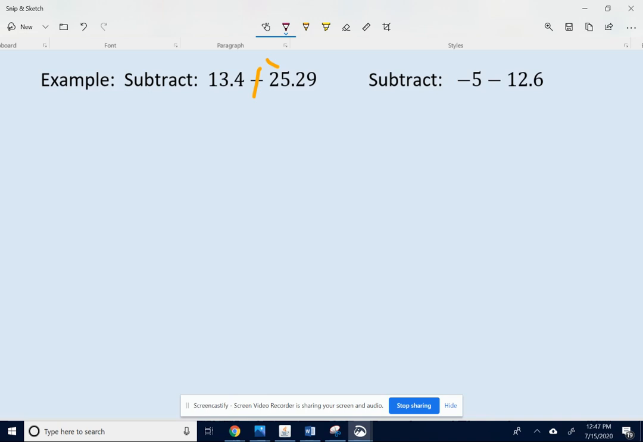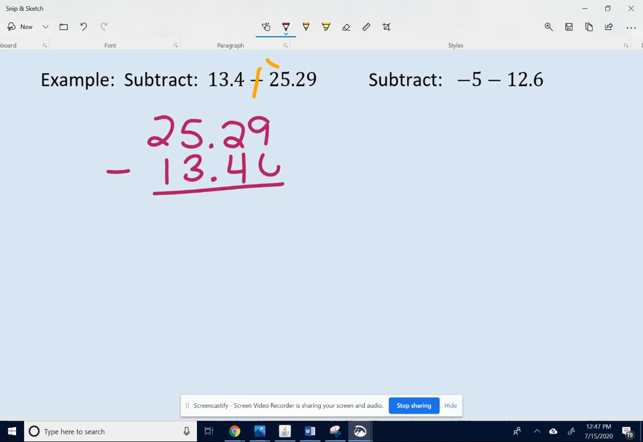When the signs are different, you subtract and keep the bigger sign. So we're going to subtract. We're going to take the larger in absolute value, 25.29, minus 13.4, keeping the decimal points lined up. Stick a 0 there. 9 minus 0 is 9. Borrowing to make that 12 minus 4 is 8. I borrowed, make that a 4. 4 minus 3 is 1. 2 minus 1 is 1. The decimal point still remains right underneath the others.